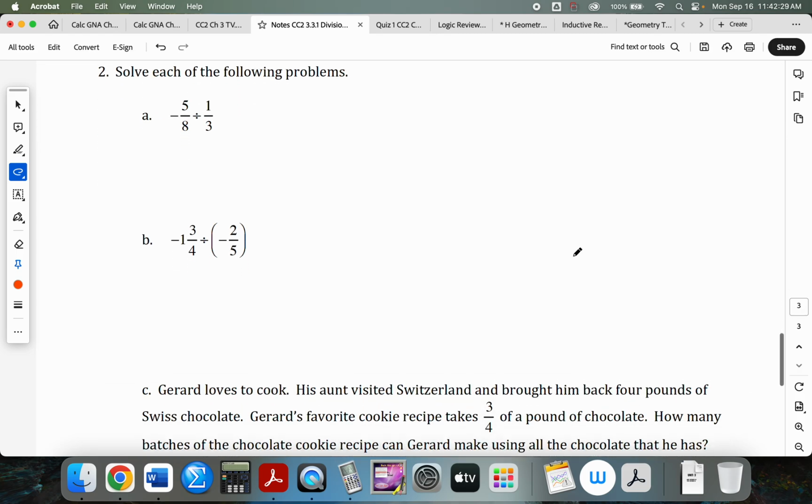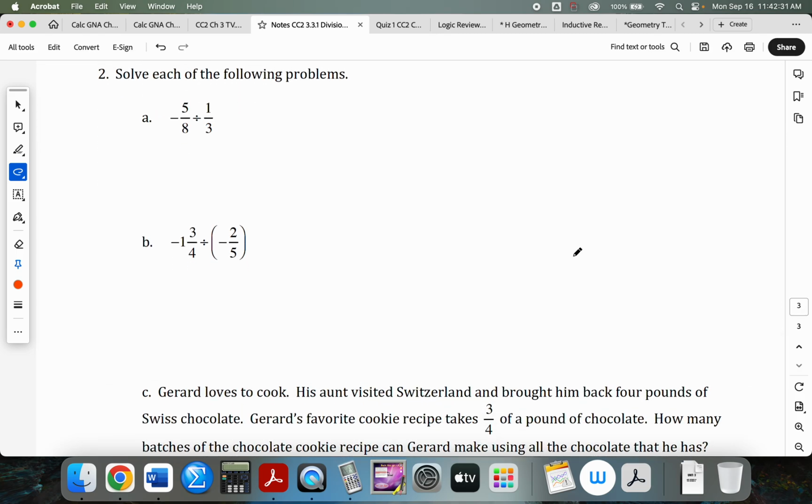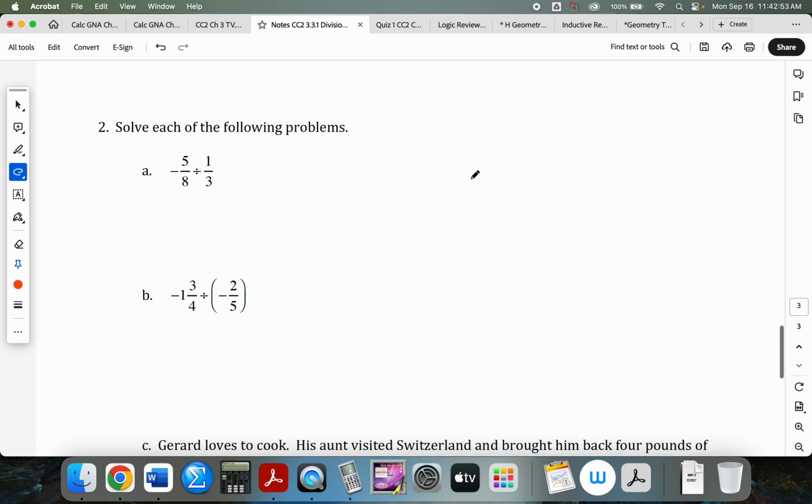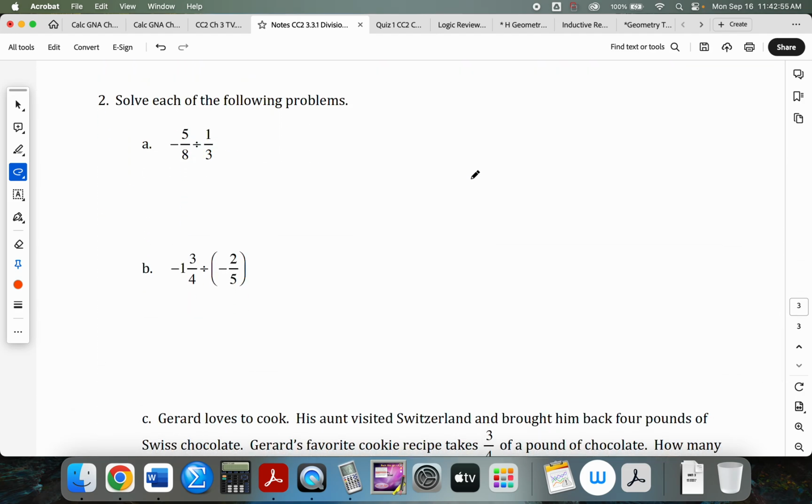Now, in terms of actually doing this, mathematicians are incredibly efficient people. Some people say they're incredibly lazy. Take your pick. They're like, we could go through all of that, but every single time what we ended up with is the first number times the reciprocal of the second number. So let's do that on these problems.